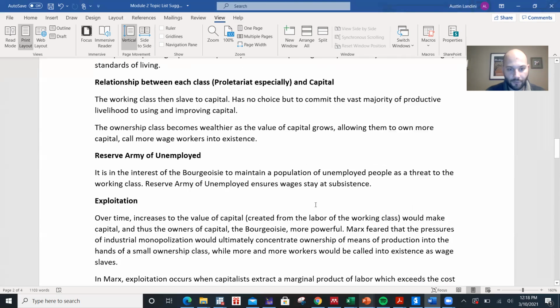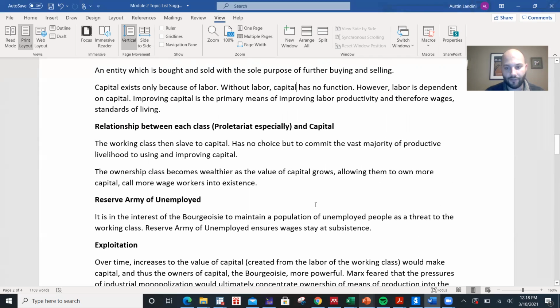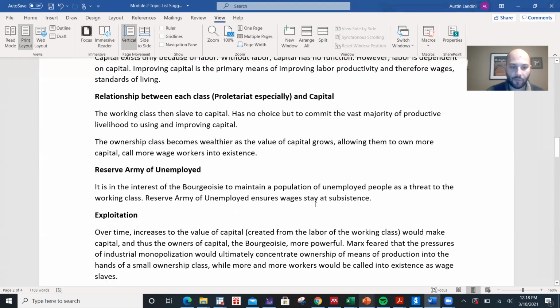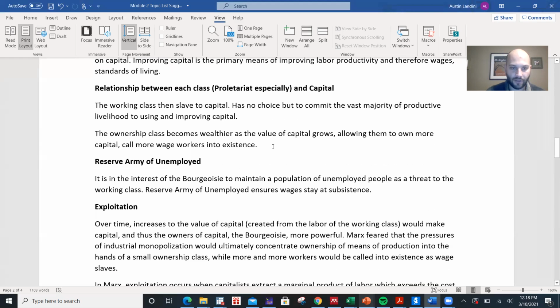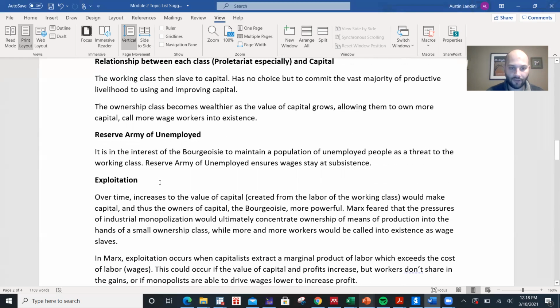It's in the interest of the bourgeoisie to maintain a population of unemployed people as a threat to the working class. This ultimately helps perpetuate this relationship between capital and the working class, leading into exploitation. But the reserve army of the unemployed is just a group of unemployed people who act as a threat to the employed. And so in class, we talked a little bit about real world or modern examples of this.